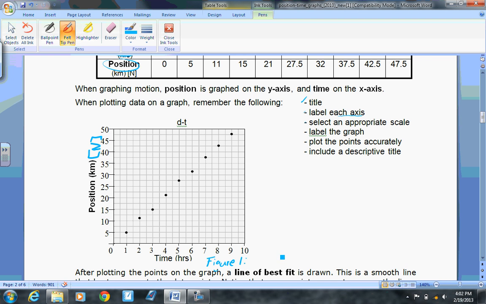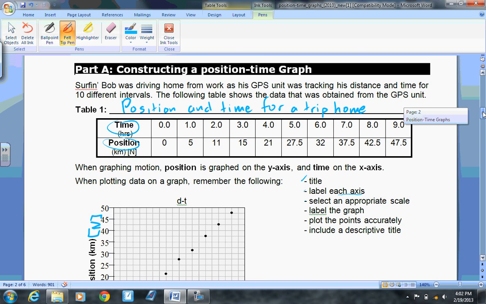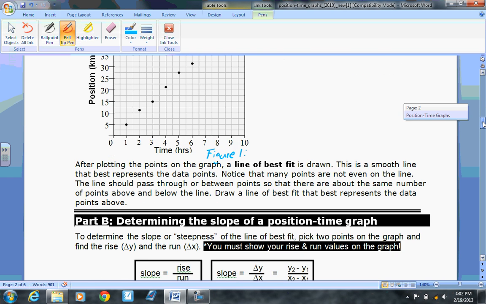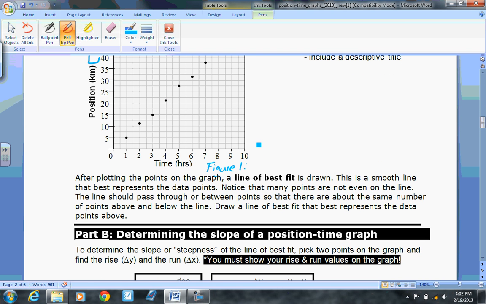And what we want to do is try to use the same title. So if you recall, the title we used for the table up here was position and time for a trip home. Well, it's the same information. We're just presenting it in a different fashion. So we can use the same title down here. So it'll be position and time for a trip home. And I know it's a little bit tight, but we can still squeeze the title there. And whenever we have a title for a figure or for a table, we should always underline. So let's underline that with a ruler.